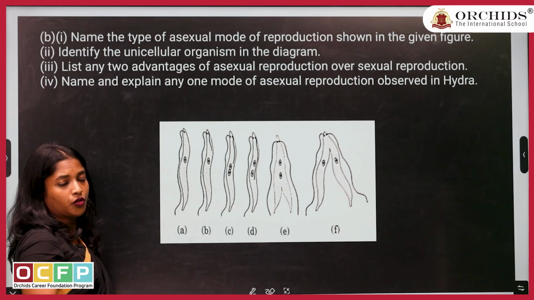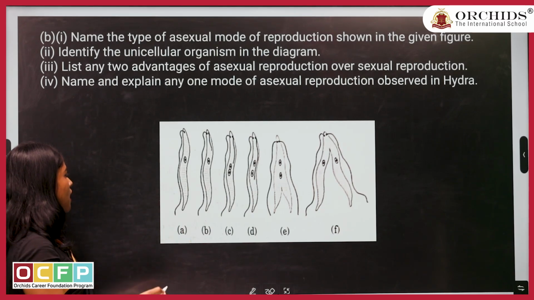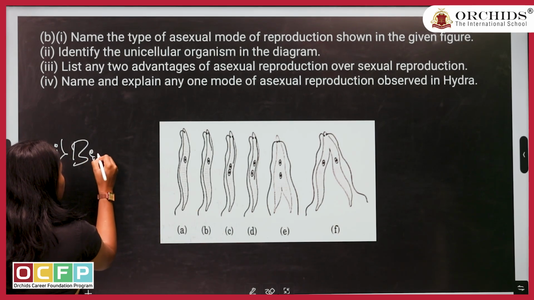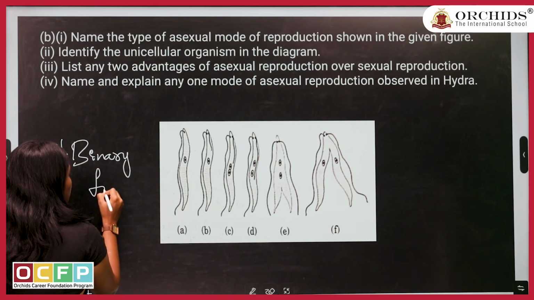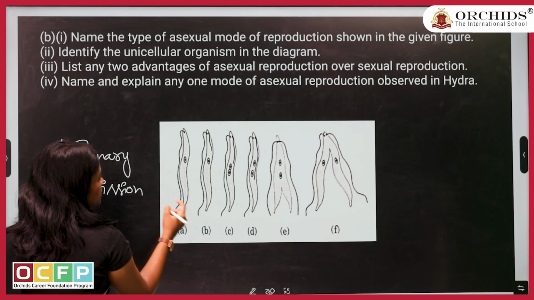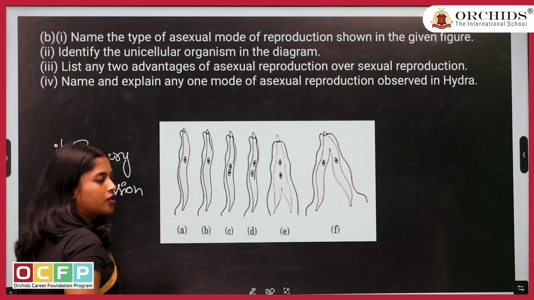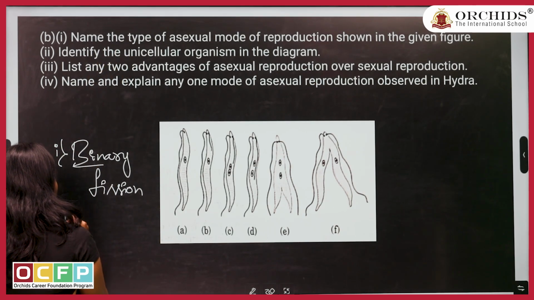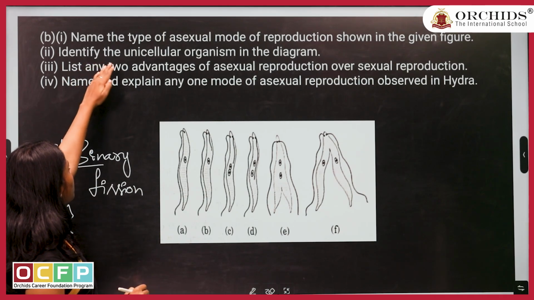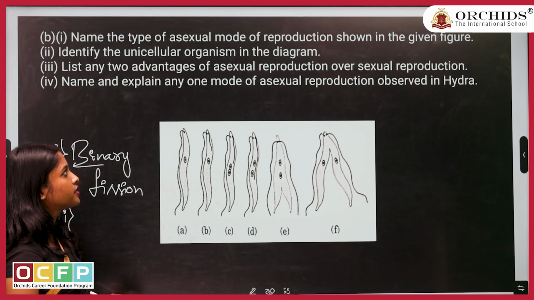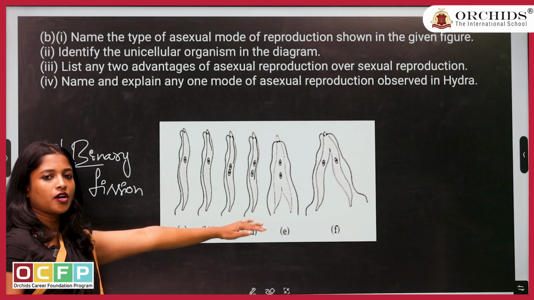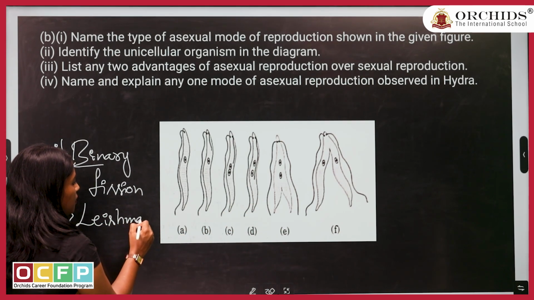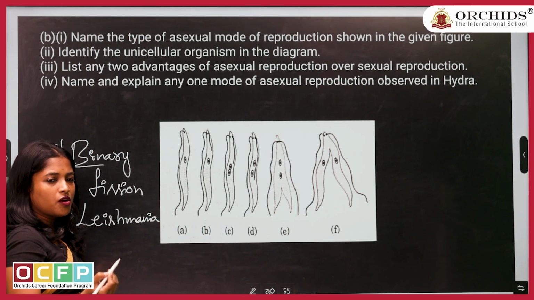If you know the asexual types of reproduction, you can answer this very easily. It is binary fission. You can see this organism is dividing into 2. That's why it is binary fission. So this is the answer for the first one. The second question is about identifying the unicellular organism in the diagram. You have to identify which organism it is. You might be knowing it is Leishmania. So these are one-word answers.